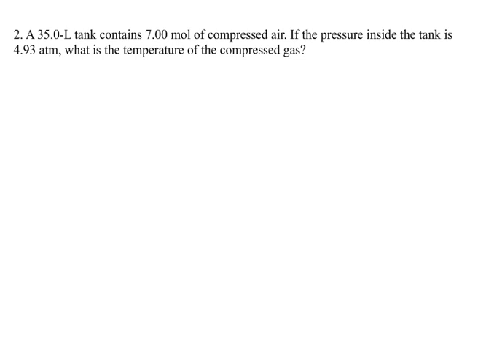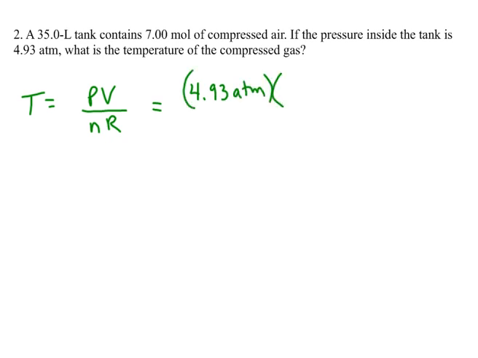All right, in the second problem, we have a 35.0 liter tank containing 7.00 moles of compressed air. If the pressure inside the tank is 4.93 atmospheres, what is the temperature of the compressed gas? So we're solving for temperature in this problem, so you would start with the manipulated equation T equals PV over NR. The pressure is given to us at 4.93 atmospheres. The volume is given to us as 35.0 liters. N is given to us as 7.00 moles.